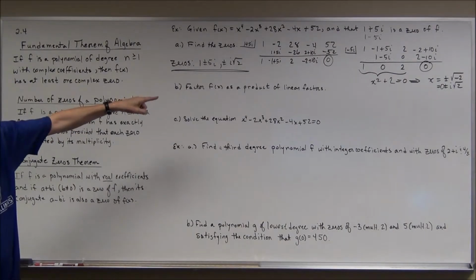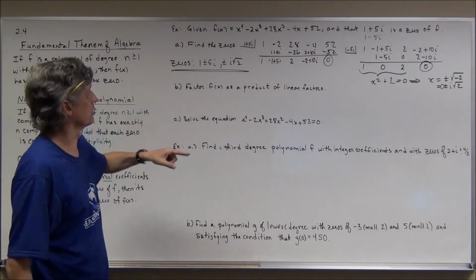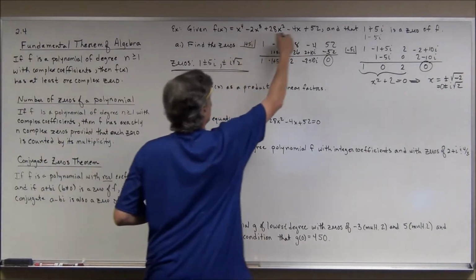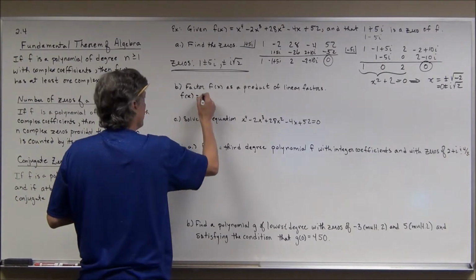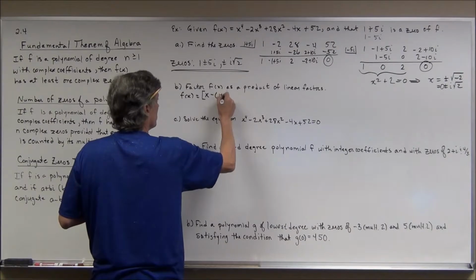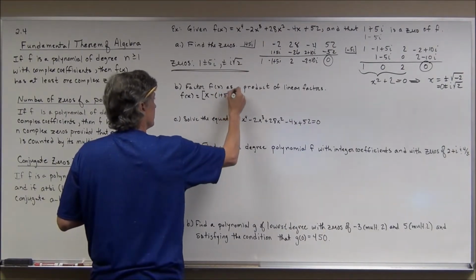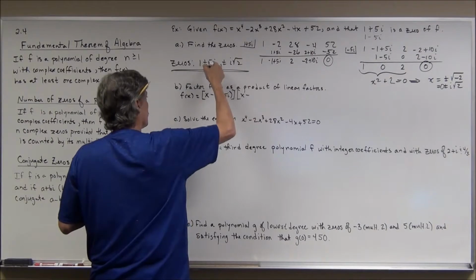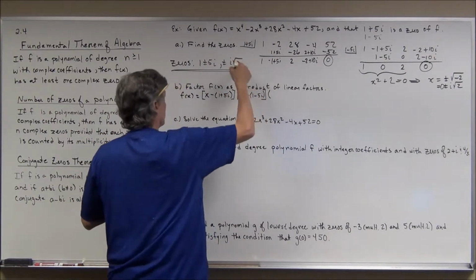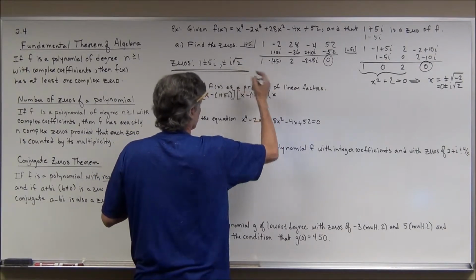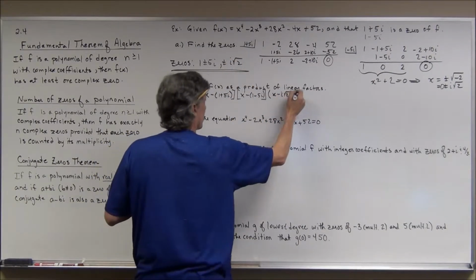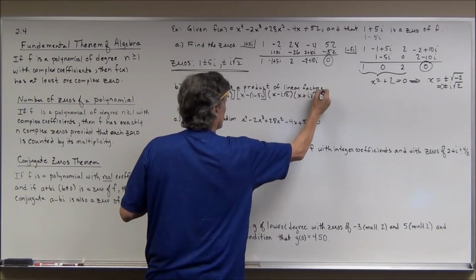Now, factor f of x as a product of linear factors. Well, that goes back to these guys. f of x is equal to this. These are my zeros, so I would have, you ready? x minus 1 plus 5i, x minus 1 minus 5i, x minus i square root of 2, and x minus a negative, or x plus i square root of 2.